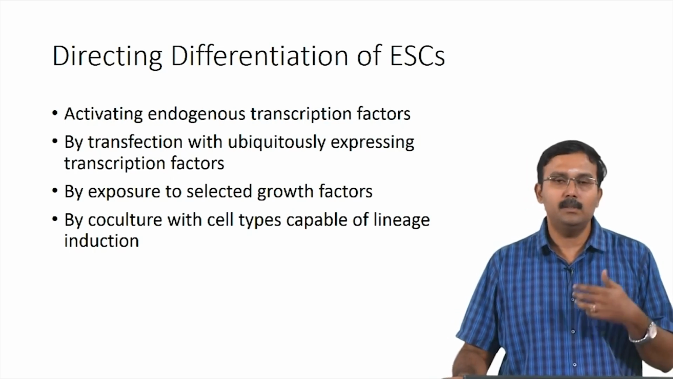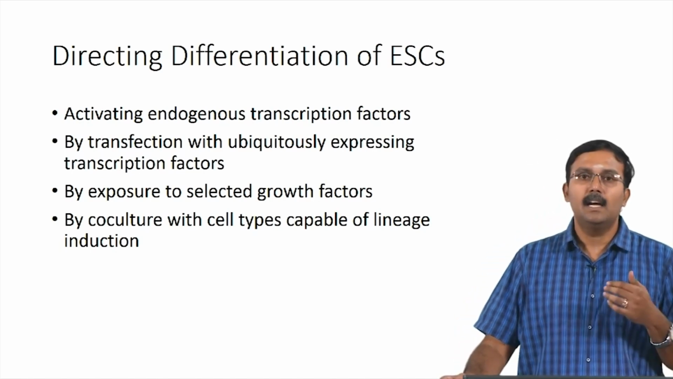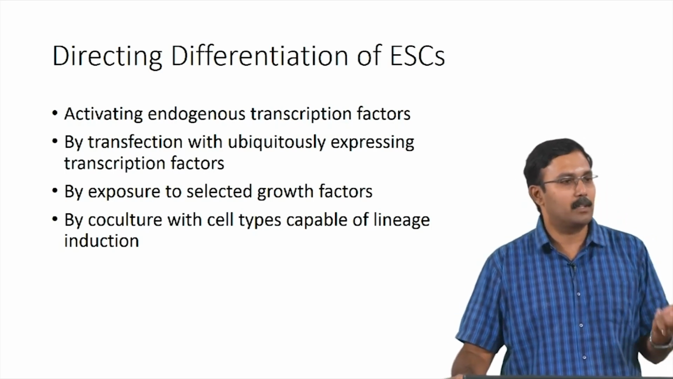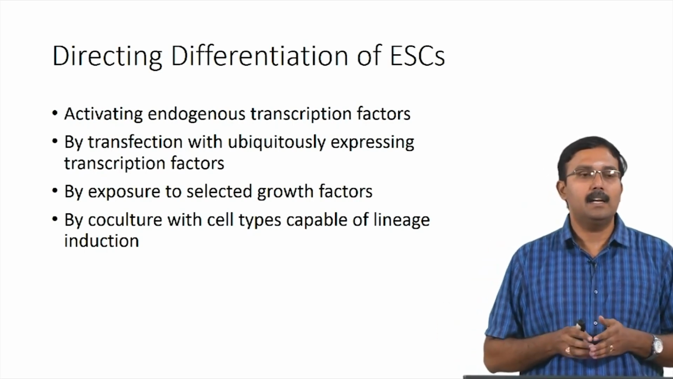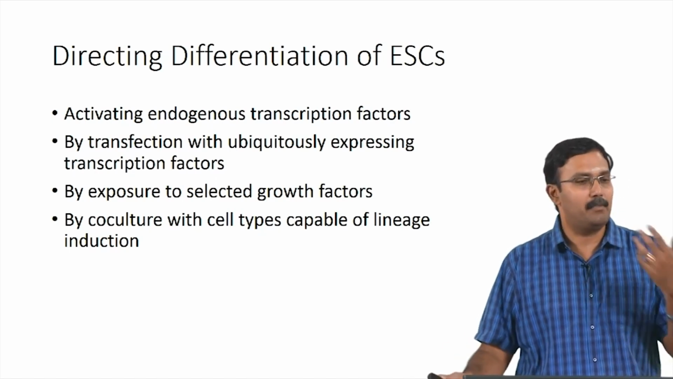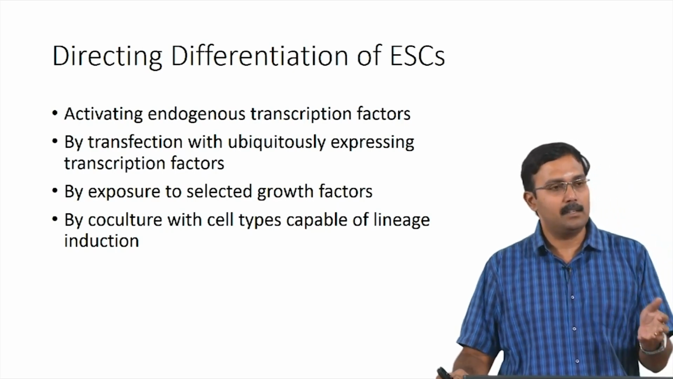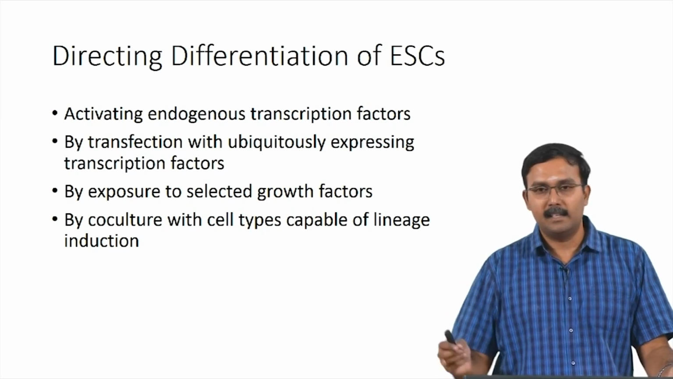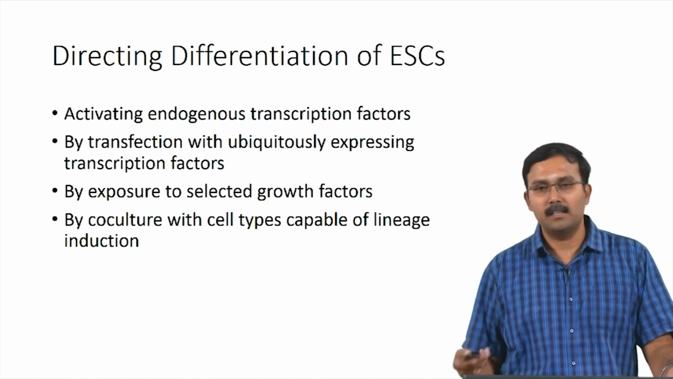You can actually use endogenous transcription factors to activate the cells' differentiation, and using different growth factors, different cytokines and other markers, you can control how the cells are differentiated. You can also co-culture with cell types which are capable of lineage induction. There are studies where people have shown that culturing embryonic stem cells along with pancreatic islet cells would cause them to differentiate to form islet-like cells. Those kinds of things are possible.